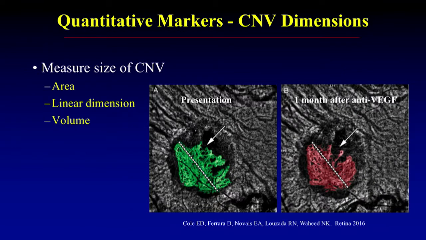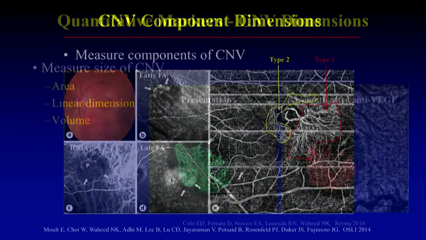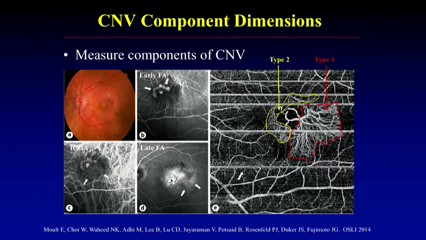Quantitatively, you can also measure the size of the CNV. You can either measure area or linear dimension or even volume. And you can look at the size response to different drugs. And you can even measure the individual components of CNV. This case is an interesting example because you can clearly see the size and shape of the type 1 component of the CNV, whereas on the FA, the dye leakage actually obscures the visualization of that neovascular tissue.